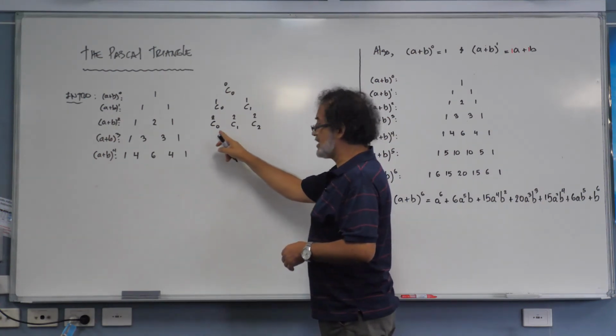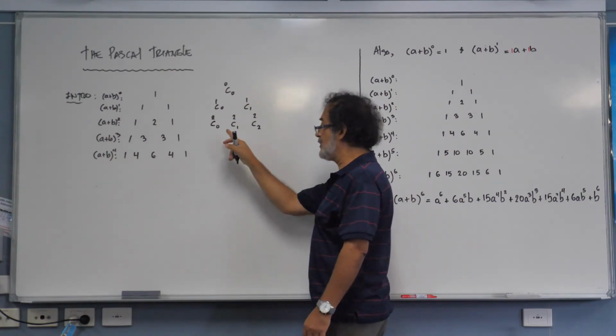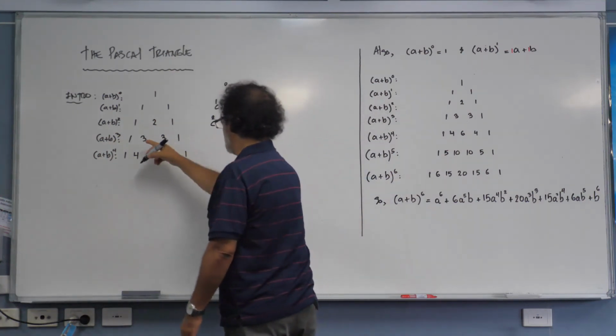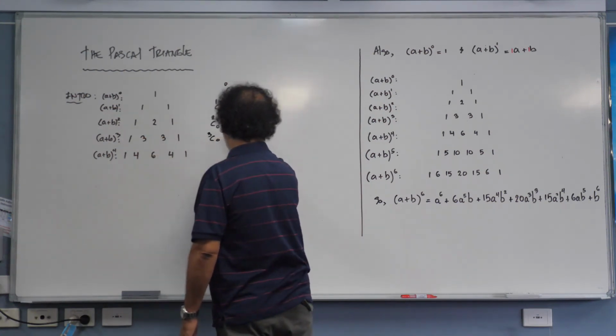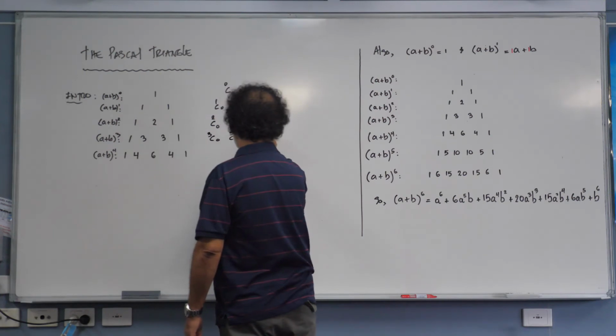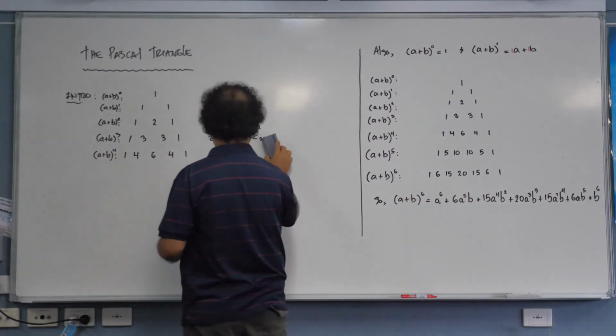Okay, and then you're going to have the same pattern. So you're going to have 1, 2, 1. All right, now let's do the other one. So this is the third power, so we're going to do 3C0, 3C1, 3C2, and 3C3, and we have another one.